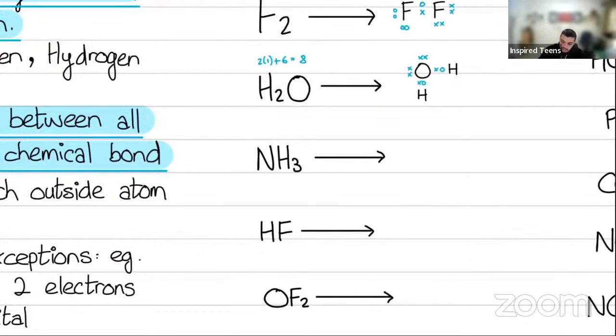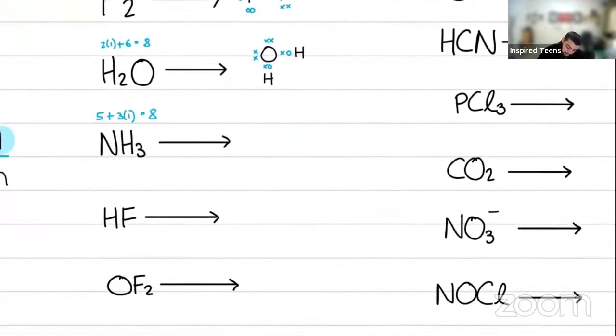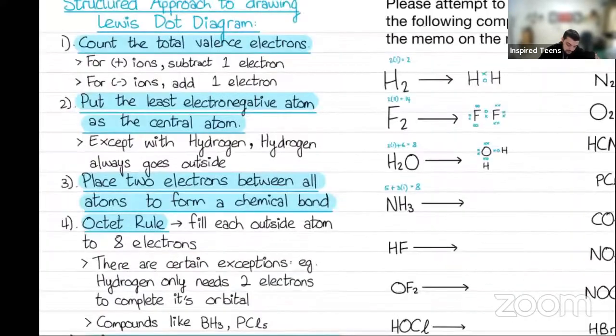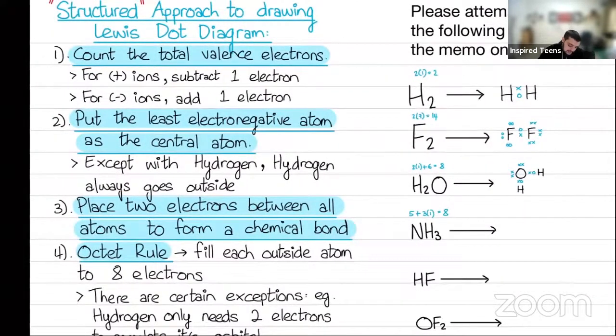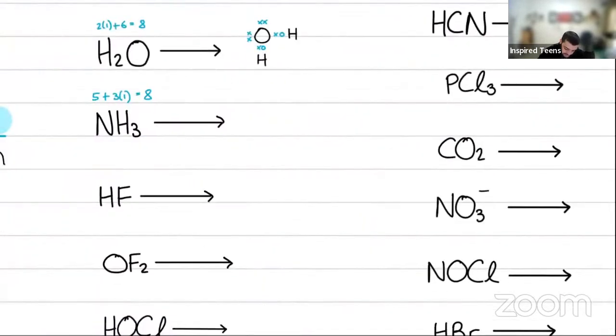The total number of valence electrons is going to be, I believe, 5 plus 3 times 1, so that's 8. Okay, so, sorry, I'm not following the rules. Count the total valence electrons. Put the least electronegative atom as the central atom, except hydrogen. Hydrogen always goes on the outside, so that's our exception.